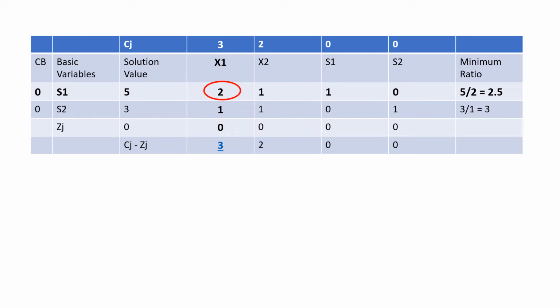So out of these two, whichever is non-negative and least, the corresponding variable will be the leaving variable. The minimum is 2.5, so the corresponding variable S1 will be my leaving variable. So x1 is entering and S1 is leaving. The element at the intersection of these two is called the key element. So in our case, the key element is 2. Once we identify that x1 is entering, x1 will be replacing S1 in the new table, right? So in place of S1, we are going to write x1.